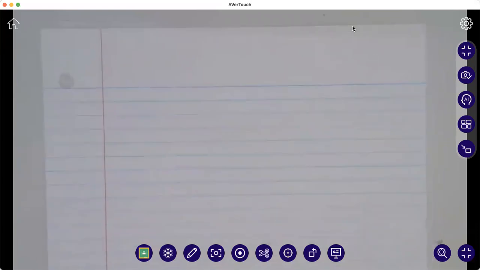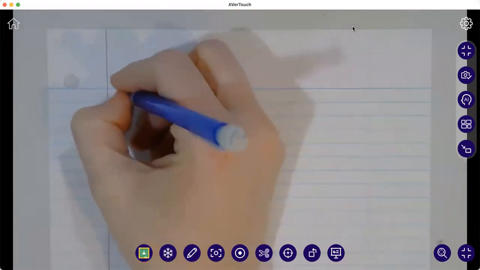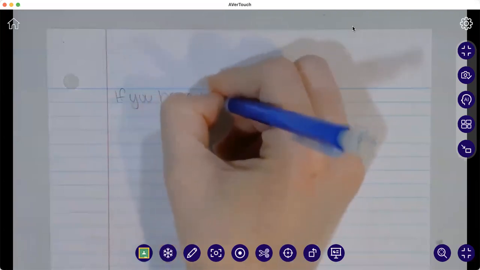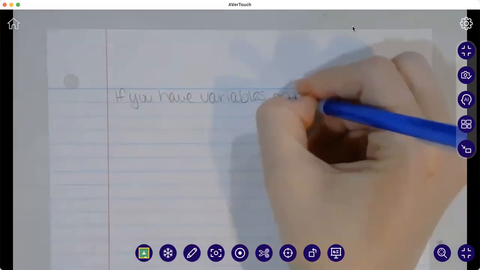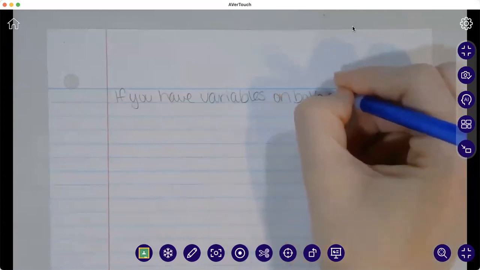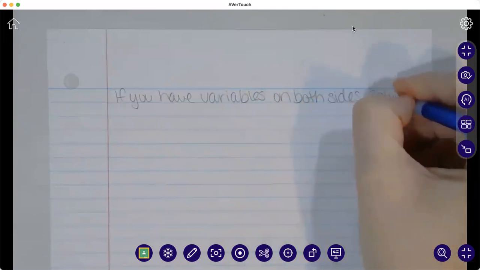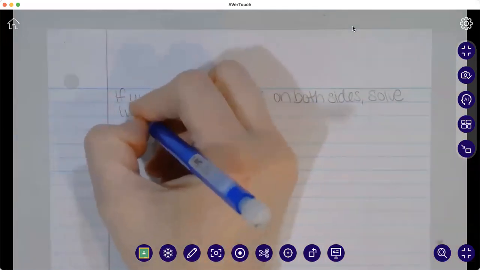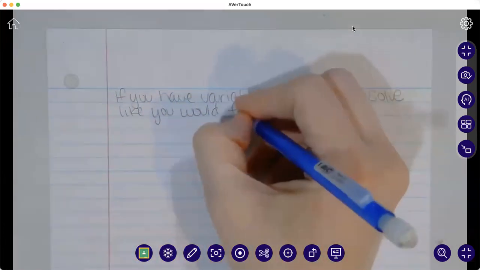Okay, let's move on to our next skill. So another skill we need to consider is if you have variables on both sides. And much like before, we are going to solve like you would for regular equations.